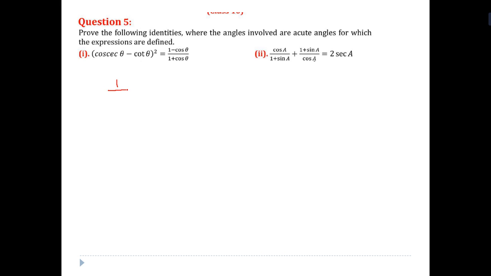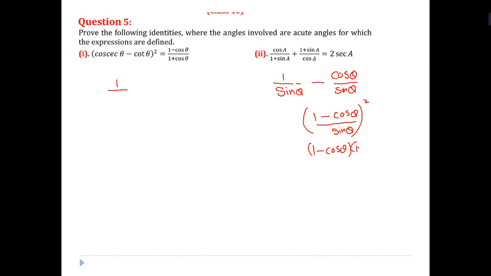So 1 upon, यहाँ पे करते हैं 1 upon sin theta minus cos theta upon sin theta. So we can get 1 minus cos theta upon sin theta, and in the bracket over here it is a square. So I have to write 2 times 1 minus cos theta, 1 minus cos theta, and sin square theta.